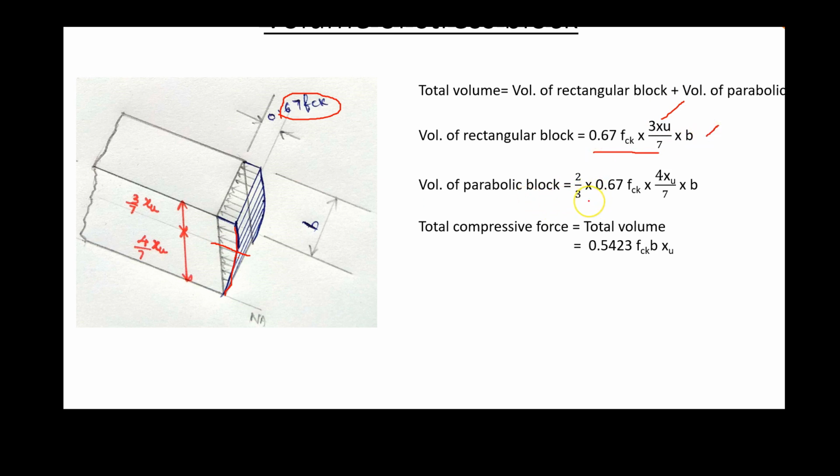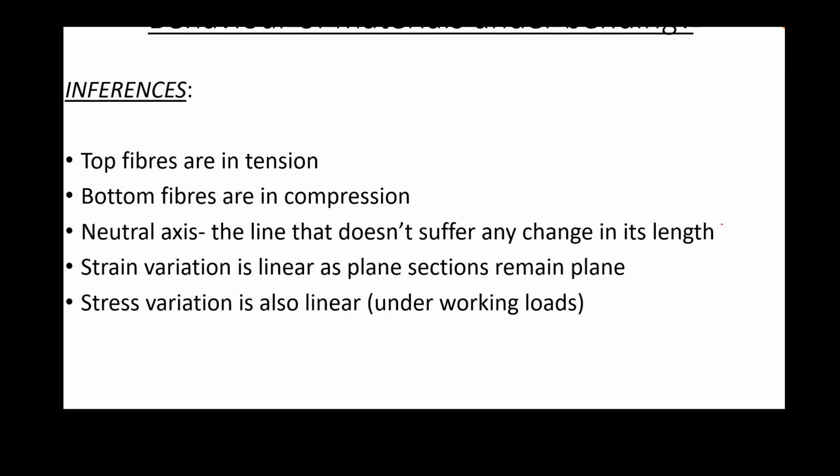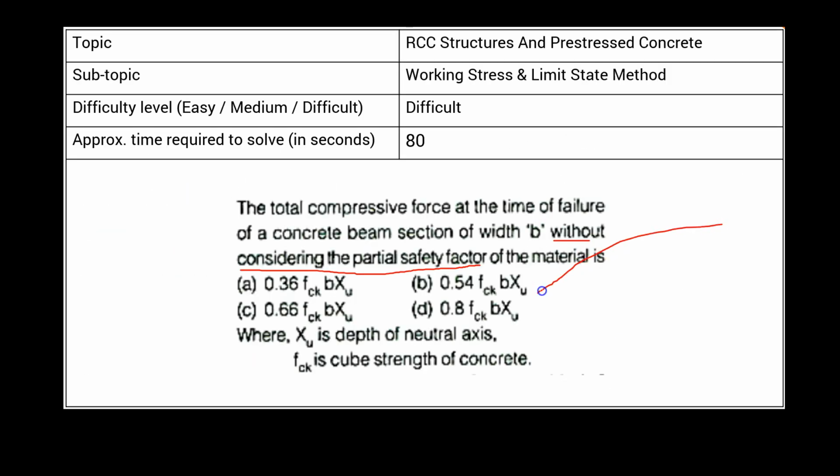What is the volume of the parabolic block? For a parabola, the area is given by 2/3 base into height. So that's what is written here, 2/3. In our case the base is 0.67 fck, this represents the base here, and the height is this, 4/7 xu, times b. We just need to sum them up to get the final value as 0.54 fck b xu. So the right answer is B, 0.54 fck b xu. Thank you.